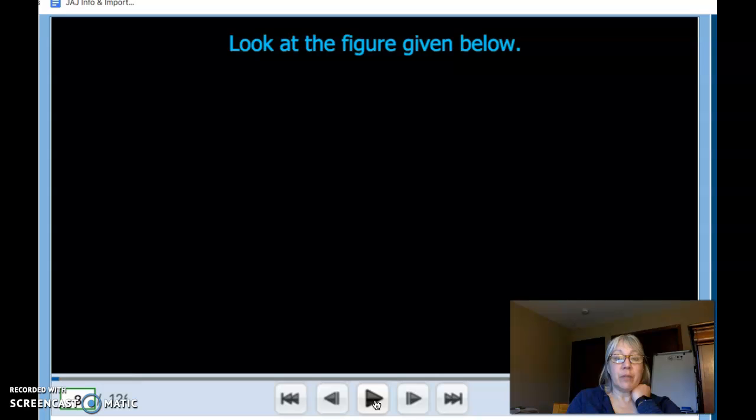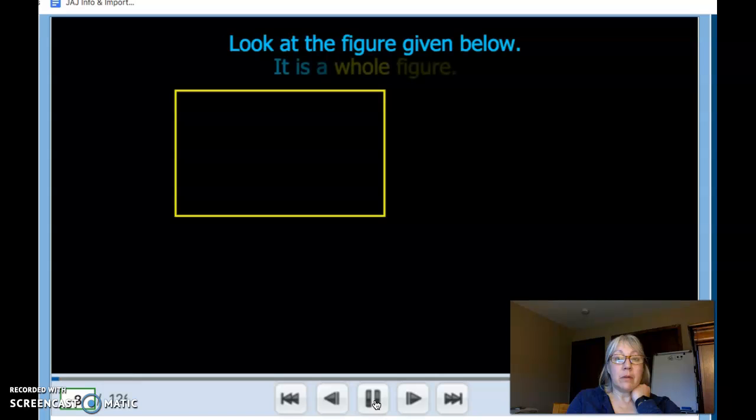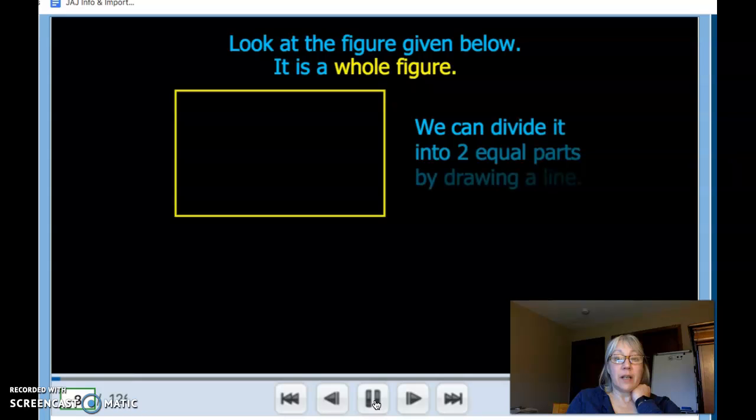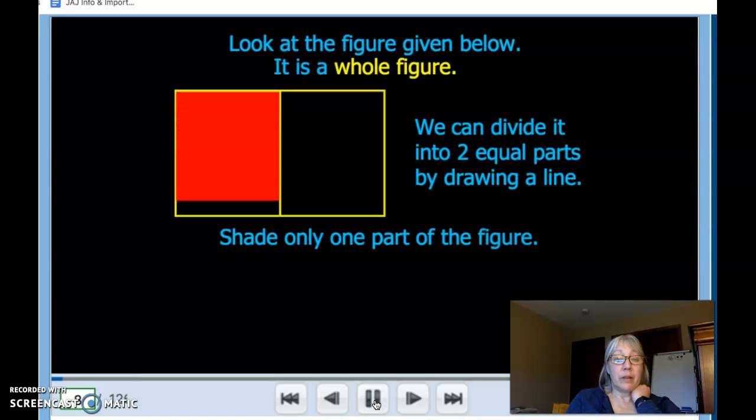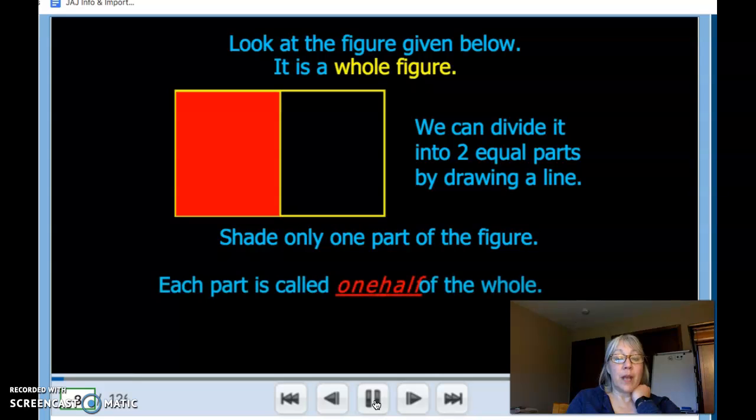Look at the figure given below. It is a whole figure. We can divide it into two equal parts by drawing a line. Shade only one part of the figure, and each part is called 1/2 of the whole. We write it as 1/2.